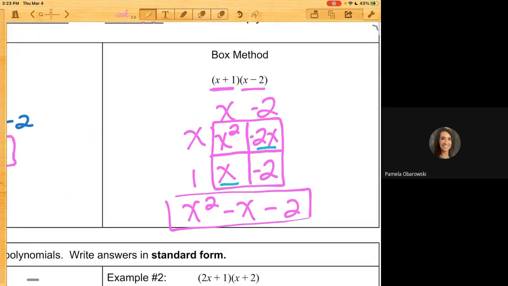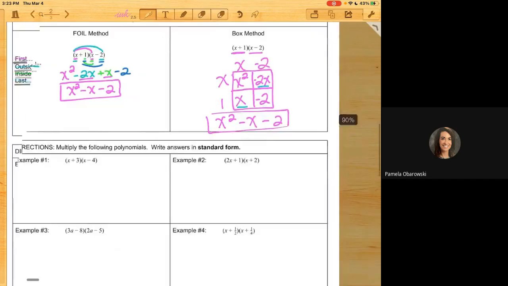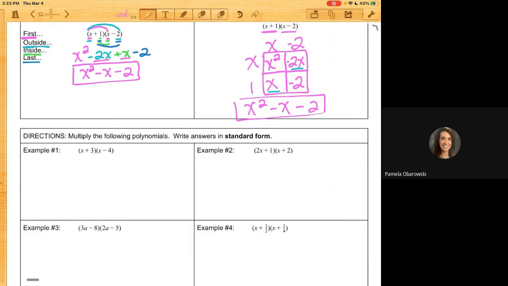So either way you want to go, I support both methods. They'll both get you to the same answer. That's a quadratic trinomial. All right, so again, I'm going to practice both again with you so you guys can see them both again, but my preference is FOIL. So once I practice both with you, I'm going to switch back over to using FOIL because that's my personal preference. But if yours is the box, go for it.